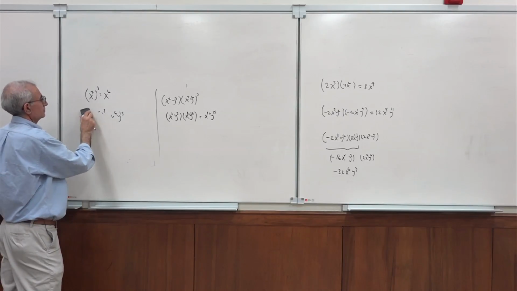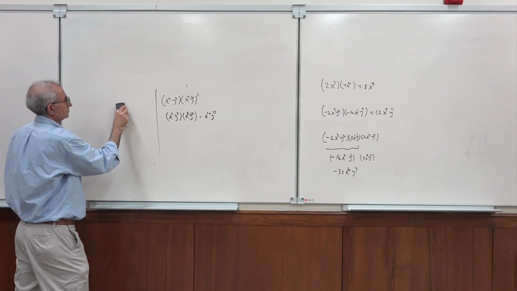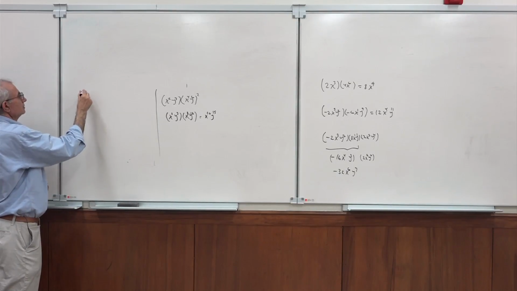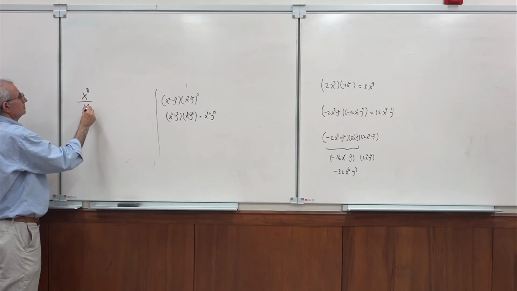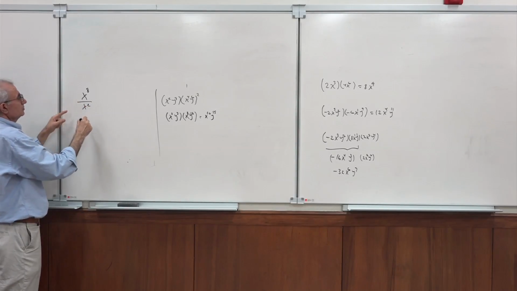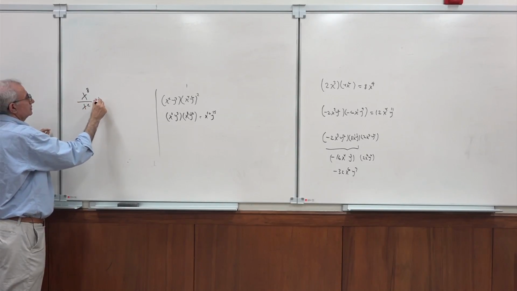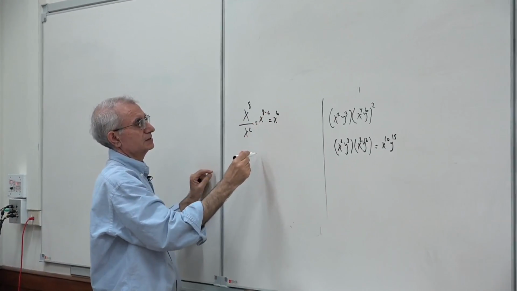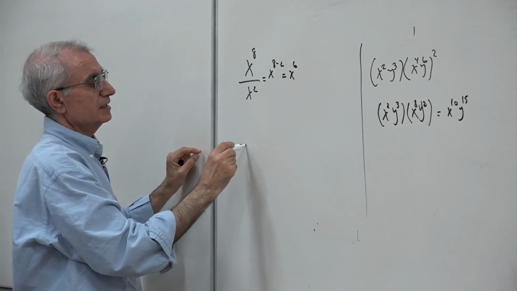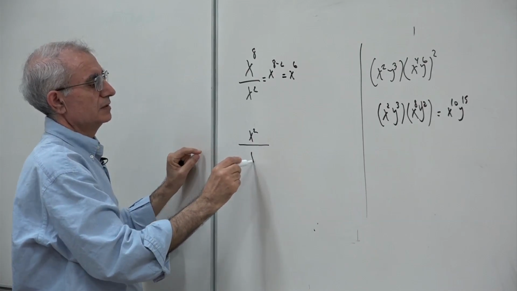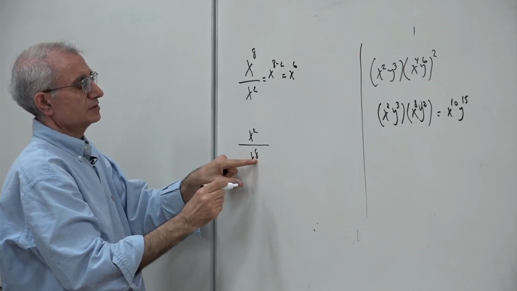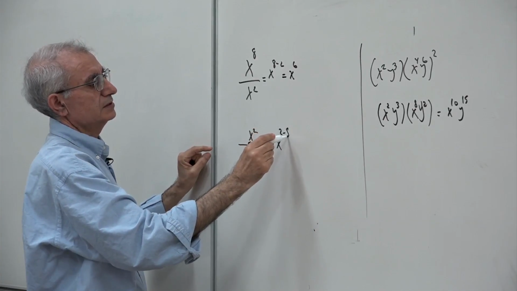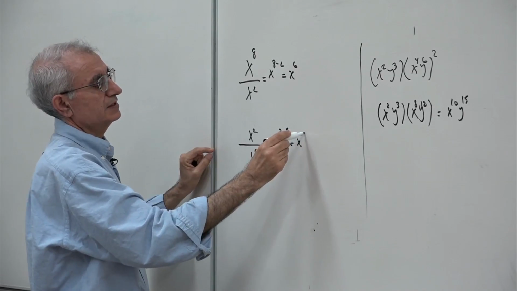The next kind of problem I'm going to do is when you're dividing. When you're dividing, you always subtract exponents. So that will be x to the 8 minus 2, which gives you x to the 6. But what about if I had it the other way around? What about if I had x squared over x to the 8? Remember, you always subtract the bottom from the top. So it'll be x to the 2 minus 8. 2 minus 8 will give you negative 6.